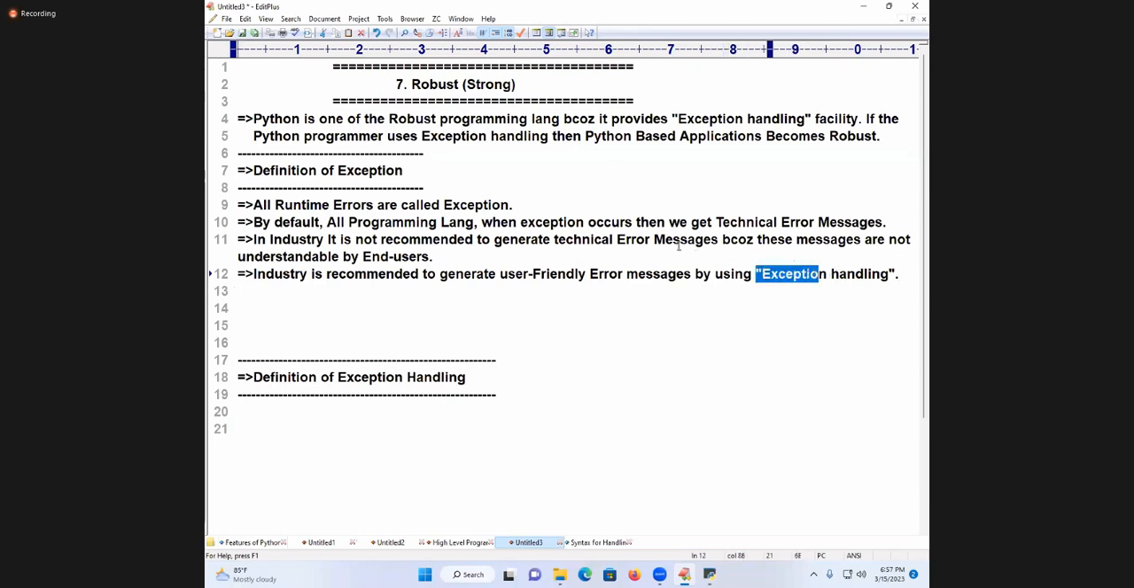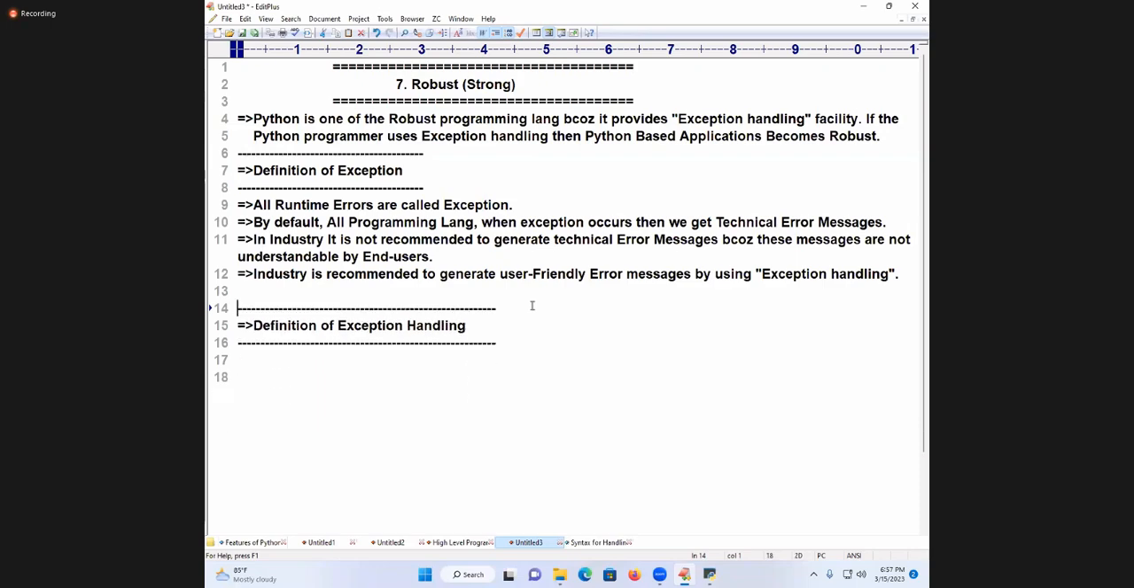What does an exception give you? Which messages will come up? Technical error messages. What are you doing now? Handling. By handling, what are you doing? Converting into which messages? Right. There are a lot of syntaxes in this. Tell me the definition of exception handling. Please look carefully: exception is different, exception handling is different.